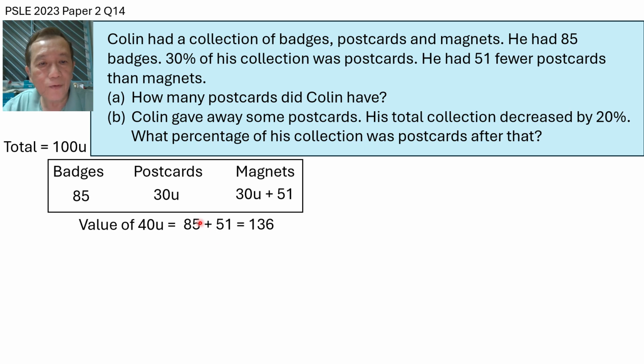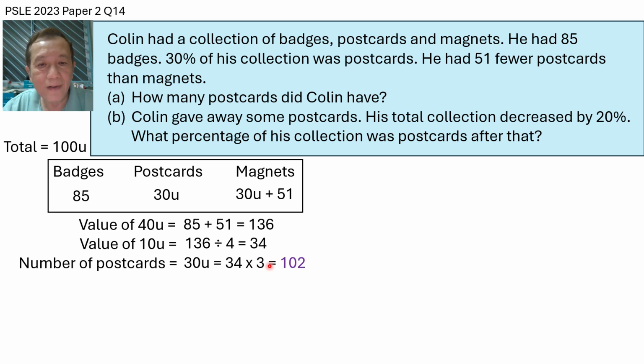Now we move towards 30 units. Value of 10 units equal 136 divided by 4 equal 34. And finally, number of postcards, which is 30 units, will be 34 times 3 equal 102. We have our first answer. Part B.